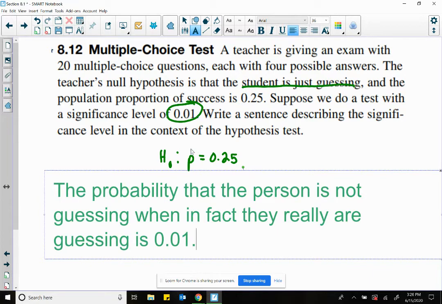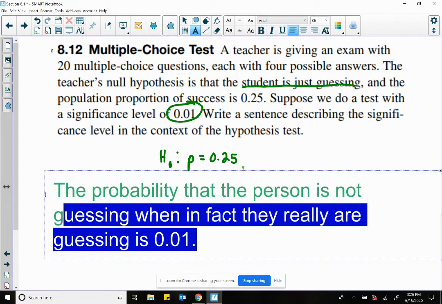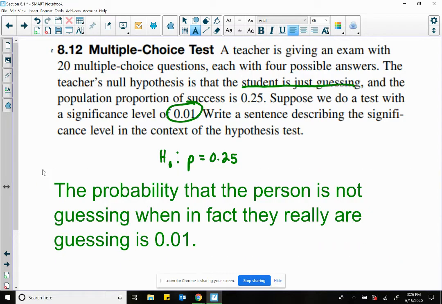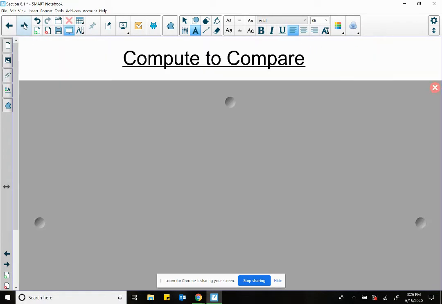Okay? Because our p is about the person guessing. So significance level is about the probability that we say they are not guessing when in fact they really are. We reject this, but it really is true. We're dealing with a significance level of 1%. Okay? And there you go. Looks like a mint green. Let's adjust that to the actual green it should be, which is that one. There we go. All right? That's a significance level. They're just going to ask you some questions like that. Okay? Like I said, this section is like a giant overview.